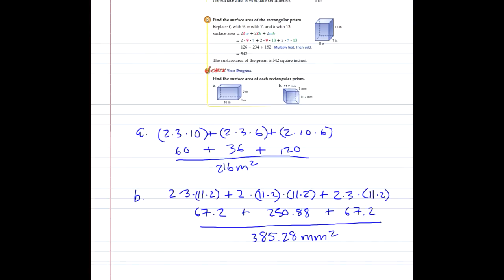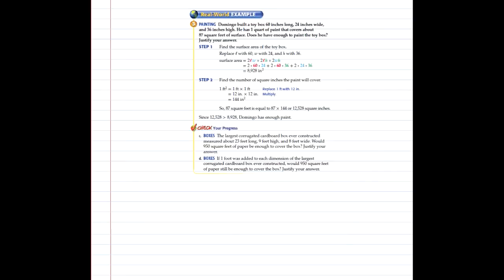Domingo built a toy box 60 inches long by 24 inches wide and 36 inches high. He has 1 quart of paint that covers about 87 square feet of surface. Does he have enough to paint the toy box? Well, 2 times length times width plus 2 times length times height plus 2 times width times height gives us a surface area of 8,928 square inches.